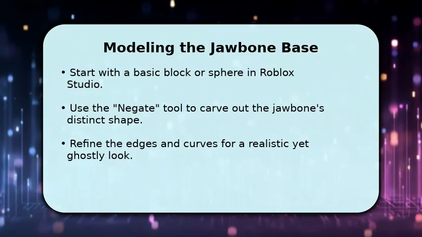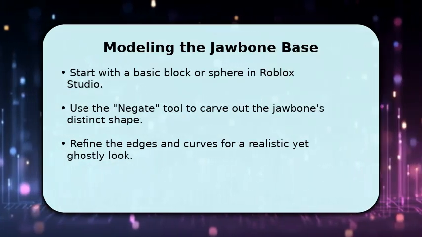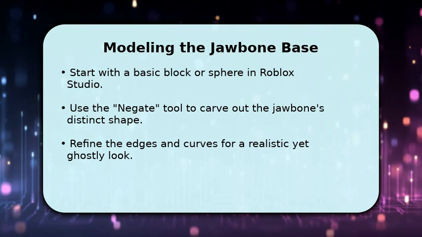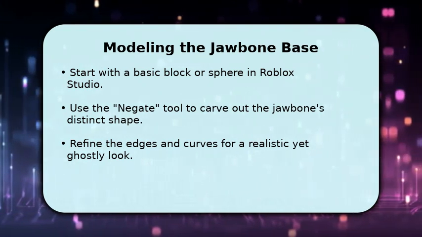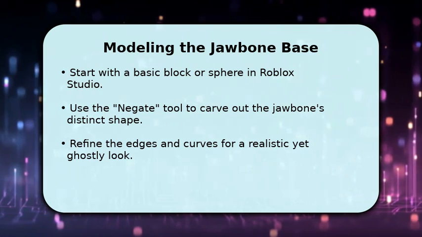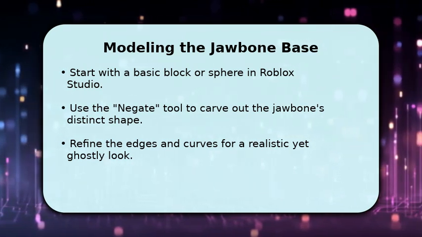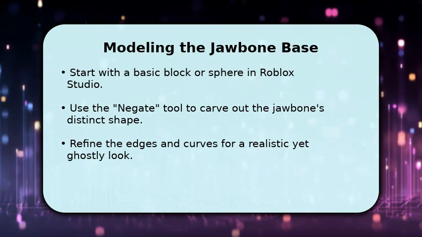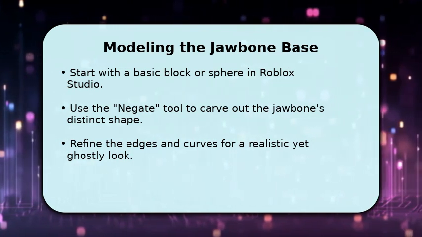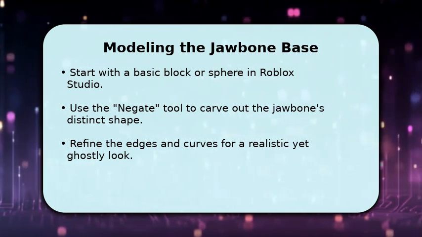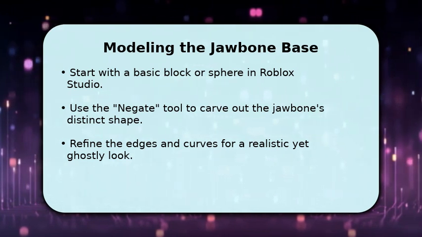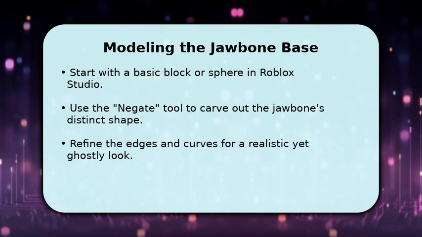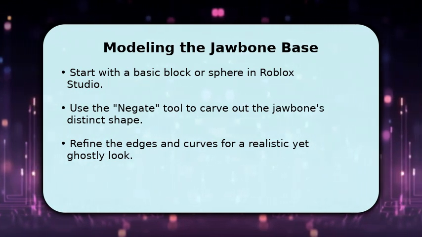To begin modeling your ghost jawbone, start by inserting a basic part, like a block, into your workspace. Utilize the Negate tool to subtract sections, forming the curved structure of a jaw. Focus on creating a hollow, skeletal appearance, perhaps with jagged edges to enhance the ghostly effect. You can adjust the size to approximately 2 by 3 by 1 studs for a good fit on most avatars. This initial shaping is crucial for the final aesthetic.